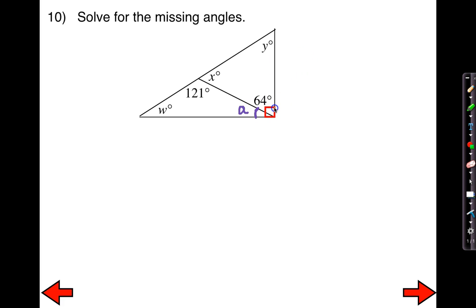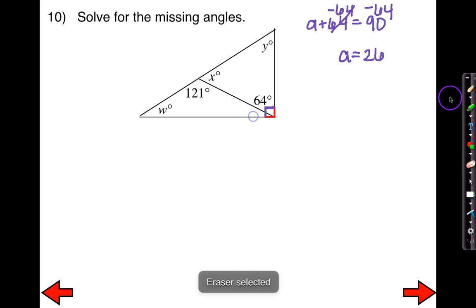Well, I do know that this symbol means that it's a right angle, which means it adds up to 90 degrees. So I'm going to go ahead and state that A plus 64 is supposed to equal 90 degrees. So to solve for A, I'm going to subtract 64 from both sides, which leaves me with A equals 26. So now I know that this is 26 degrees. I'm just going to go ahead and replace A with 26 degrees.